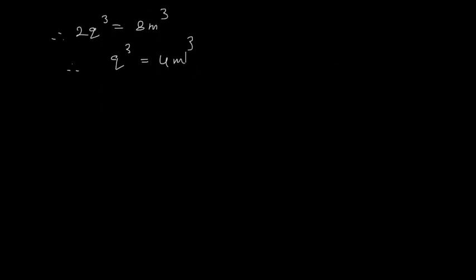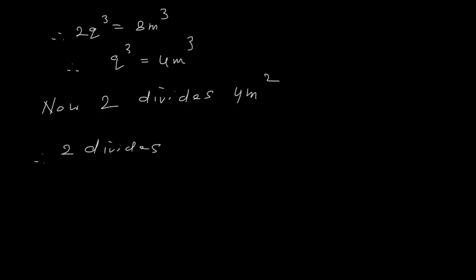Now 2 divides 4m cube. Yes, we can divide 4m cube by 2. Therefore, we say that 2 divides this 4m cube. This 4m cube is equal to q cube. So I will say that 2 divides q cube. And 2 is a prime number.